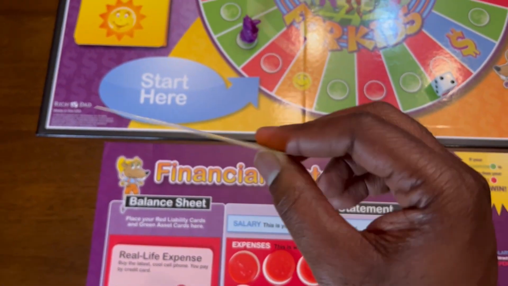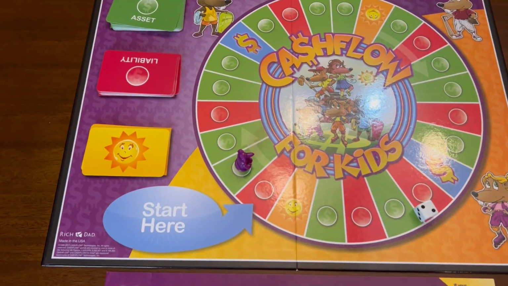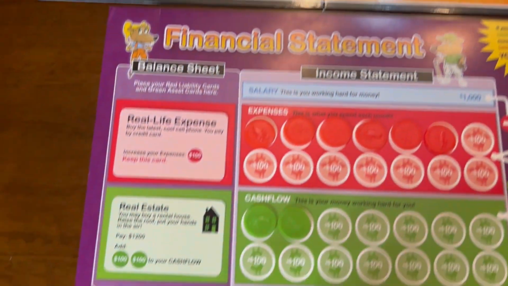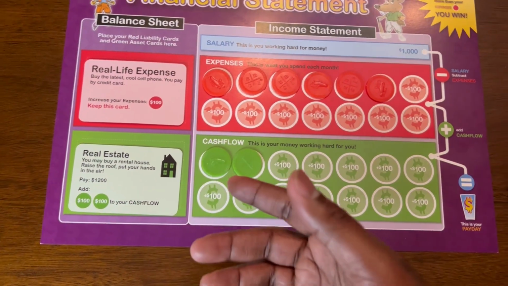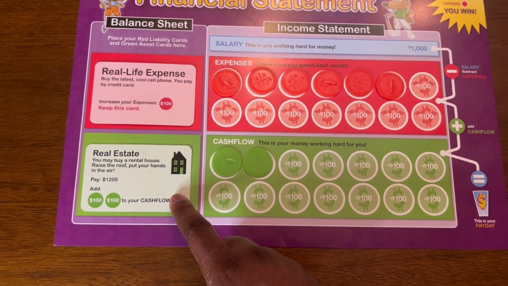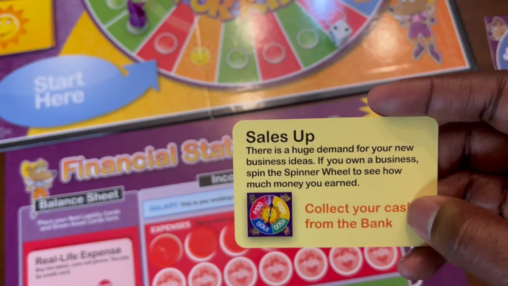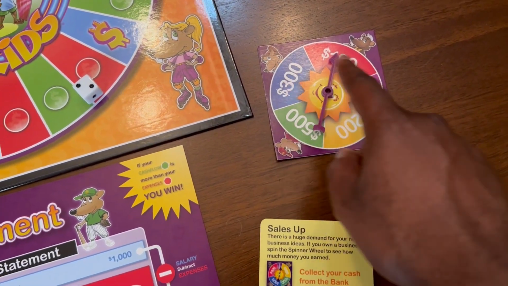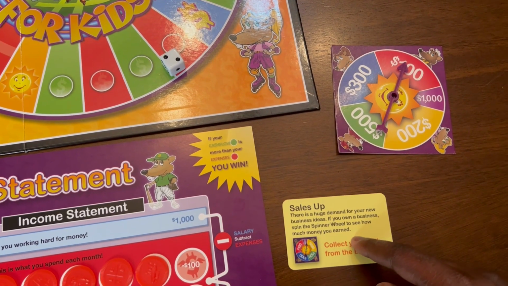One of the asset cards might actually be a business that ends up being an asset, because a business is going to be an asset, right? Because it produces money. And so if I own the business, the sunshine card will allow me to spin the wheel. And based off of what number I land on, that's the amount of money that I will get paid out by the bank.